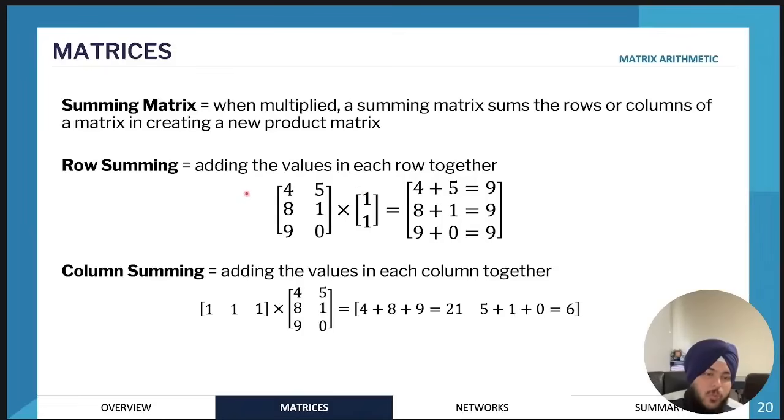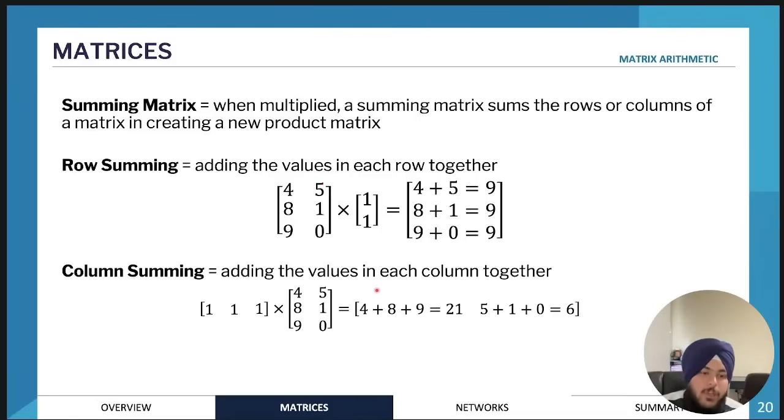So you can't do 1, 1 times by this matrix. So if you're using a row summing matrix, you'll need to put it after the matrix that you want to sum up the rows for. So yeah, you do the row summing matrix and then multiply by the column matrix. So the order is really important.